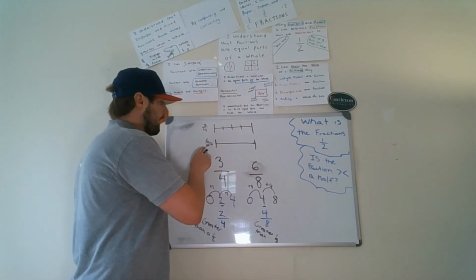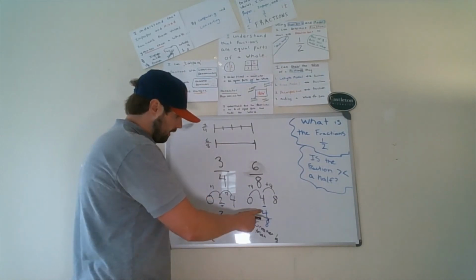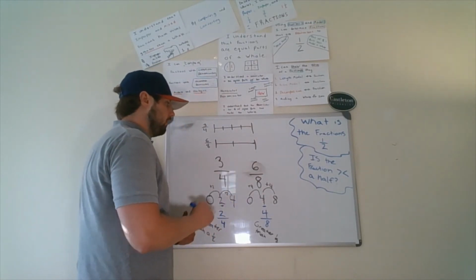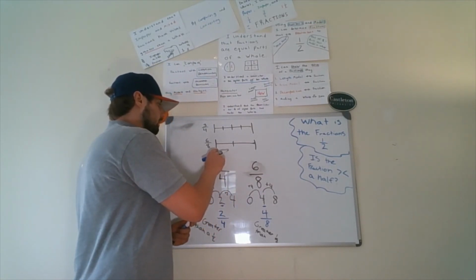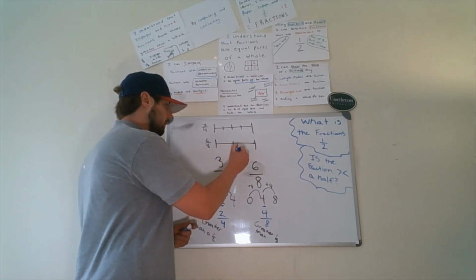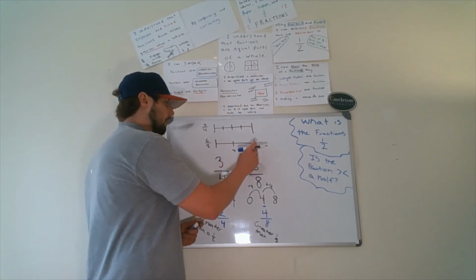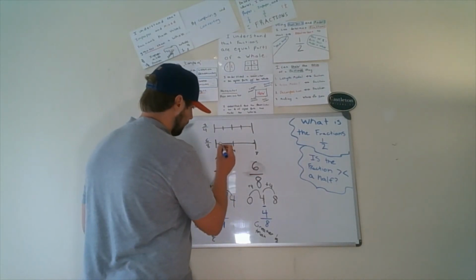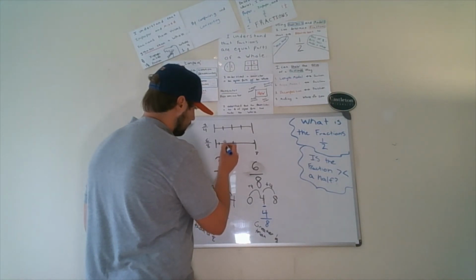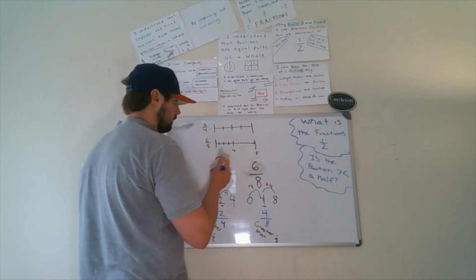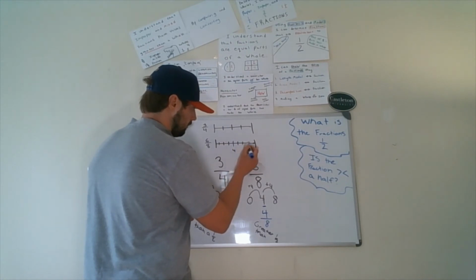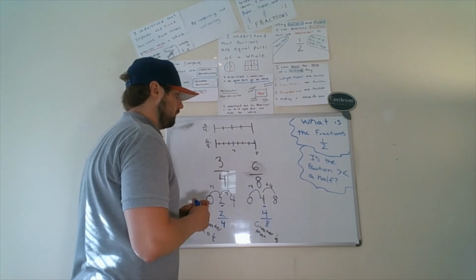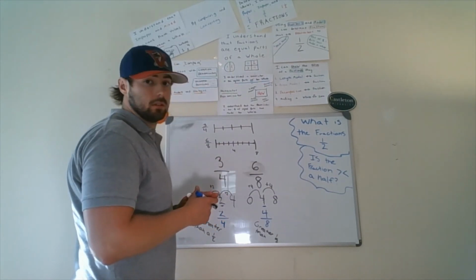6/8. There are 8 parts that make the whole. I know 4/8 is the exact middle. There are 4 parts between 0 and 4, and 4 parts between 4 and 8. I need to partition this. 1, 2, 3. 8 equal parts. Make your 8ths look like my 8ths.